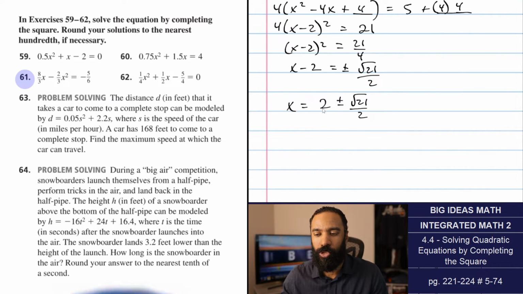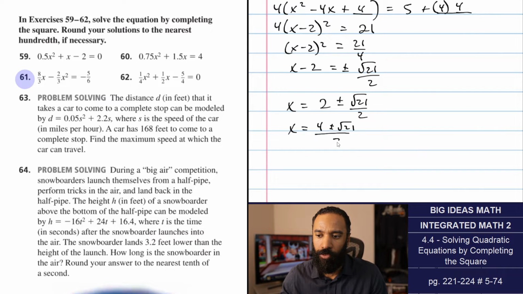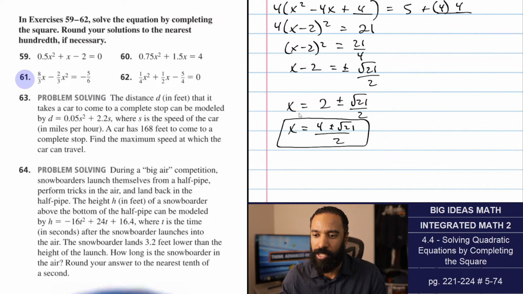Like I said, let's get a common denominator. 2 is 4 over 2. So 4 plus or minus root 21, all over 2. Like so. That's an exact answer.